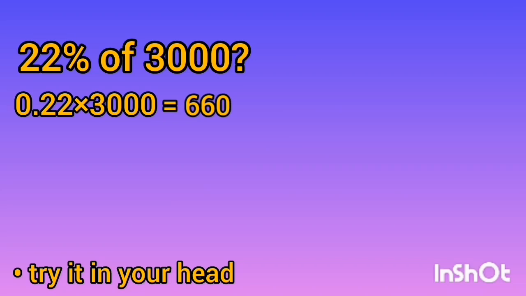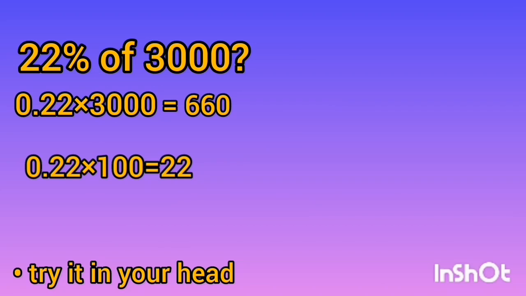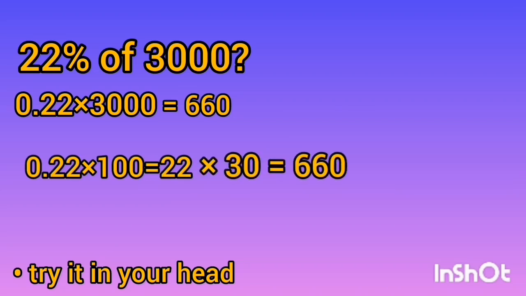So better still, you can find 22% of 100, which we know to be 22. And we know there are 30 hundreds in 3,000. So we just multiply 22 by 30. And this gives us 660. So you can do it this way or you can use your calculator on the GRE exam. Which one works faster for you?